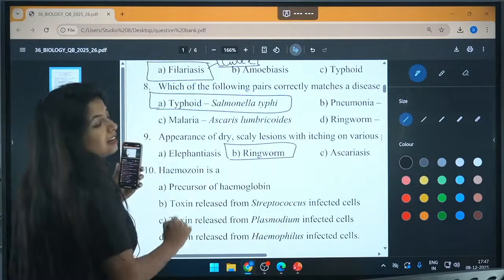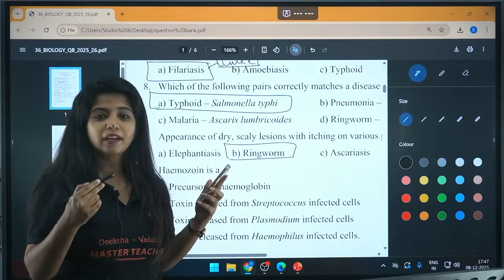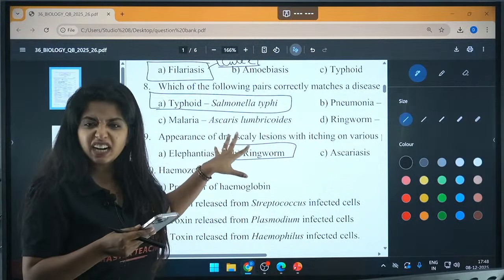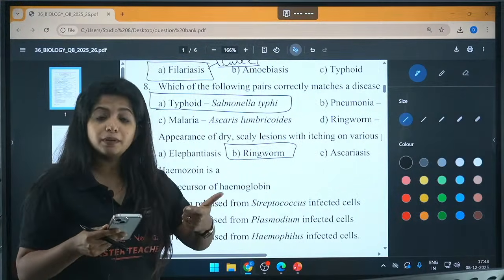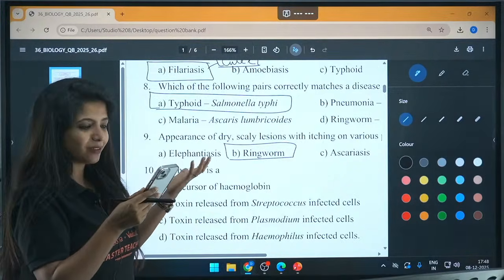The answer is B. Ringworm disease is caused by fungus. It forms a ring-like structure, which is why it is known as ringworm disease. So you guys are absolutely correct. In this fungal disease, you get dry, scaly lesions with itching and everything. It can be transmitted through other people if you use their comb or towels. Mansi, you are also correct, my dear darling.